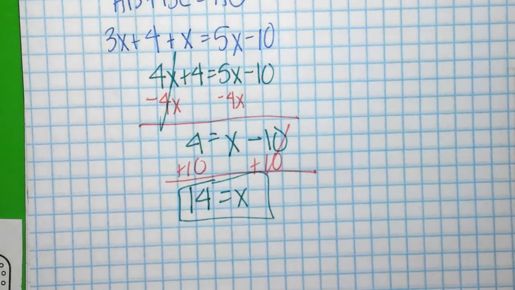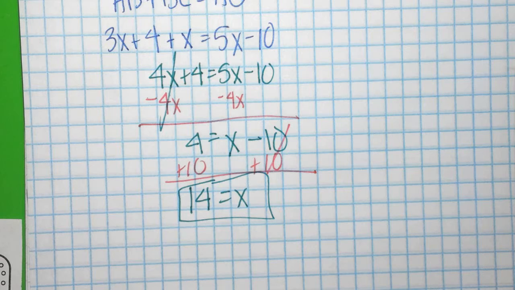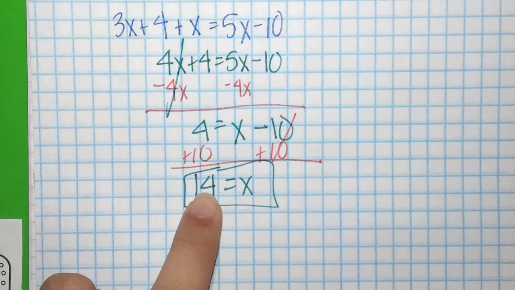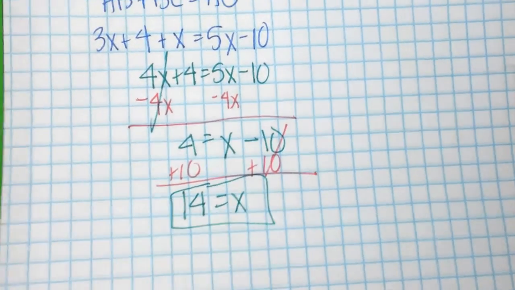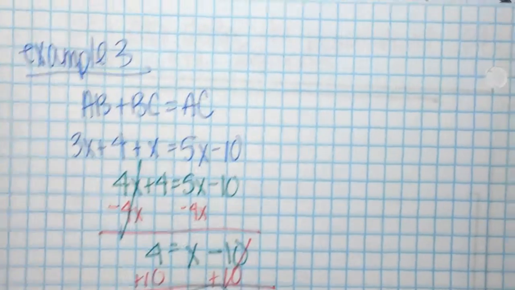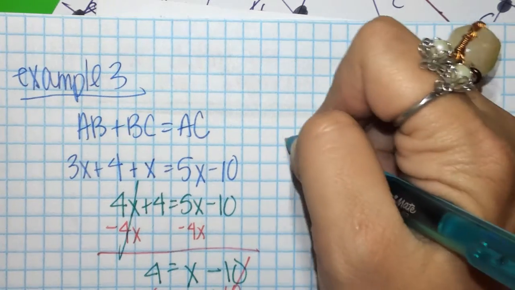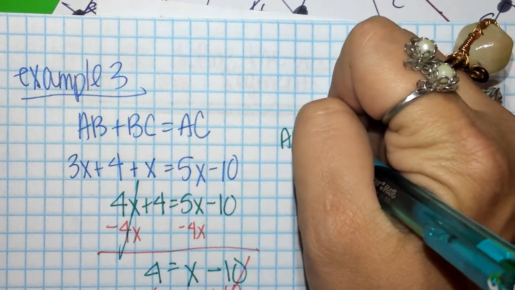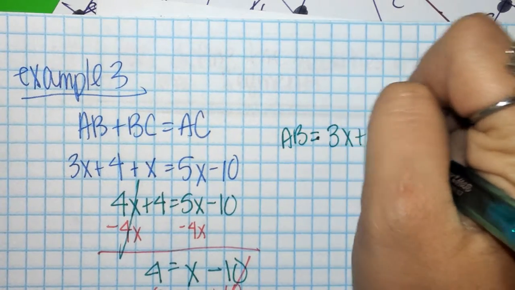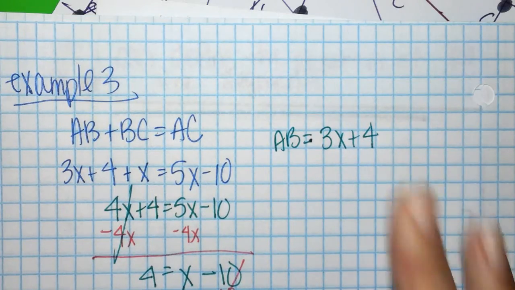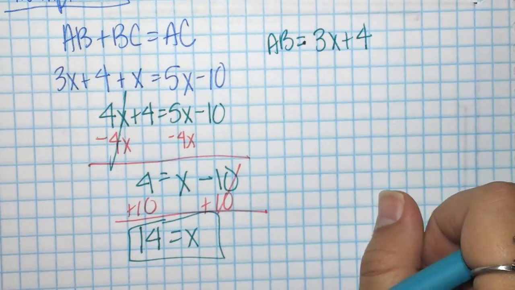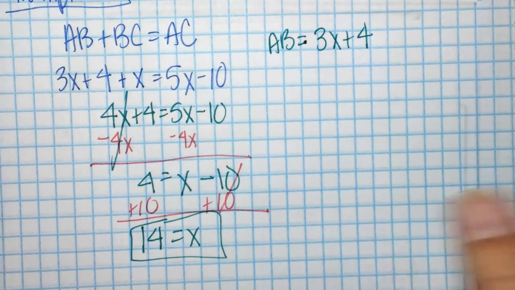14. Are we done with the problem? No. What does the problem ask us? It asks for AB. So what are we going to do with 14? Substitute it in. Take a point. You've got to be quicker than that. So AB equals 3x plus 4. Do we know what x is? Yes, we just found that. 14.